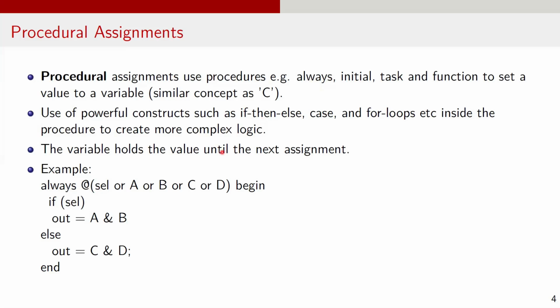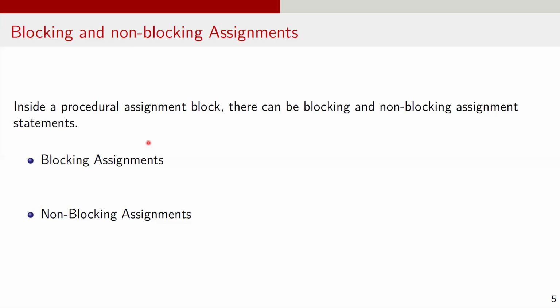In procedural assignments, a variable holds its value until a new assignment is made. Here is an example. In this example, if any signal in the sensitivity list changes, the if-else block is executed. The value from the right-hand side is assigned to signal out. The variable out retains its value until another change in the sensitivity list triggers a new assignment. Within a procedural block, there can be two types of assignment statements, blocking and non-blocking. These assignment statements provide control over the execution order within a procedural block.